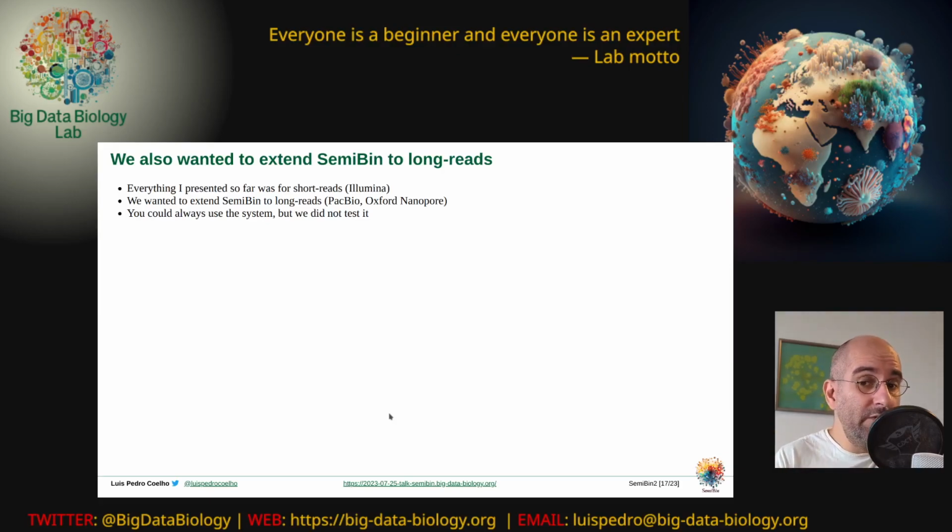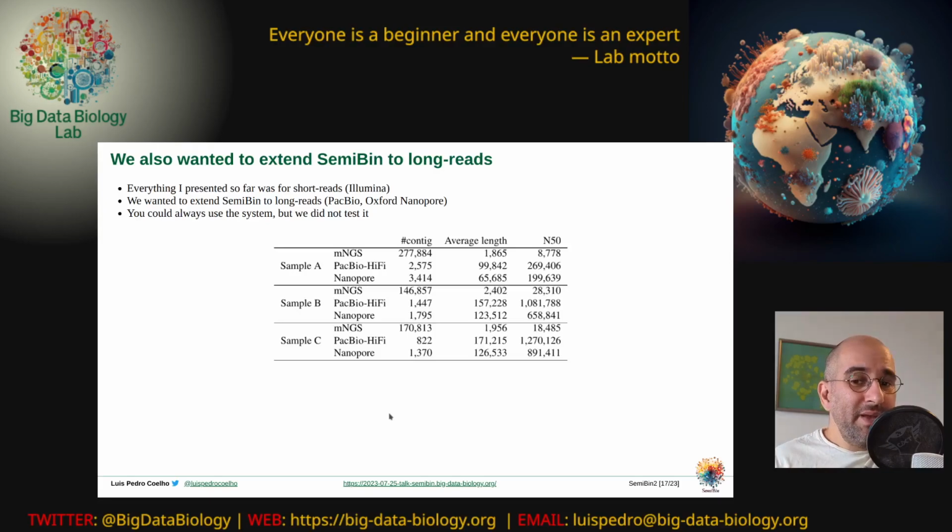And you could always use SemiBin. You run it and it would give you some results. And in fact, you can do this with almost all of the other tools. You can run it but we had not really tested. And a lot of the optimization and the parameter choices had been done in the context of short reads, so we weren't sure if this was going to work very well.